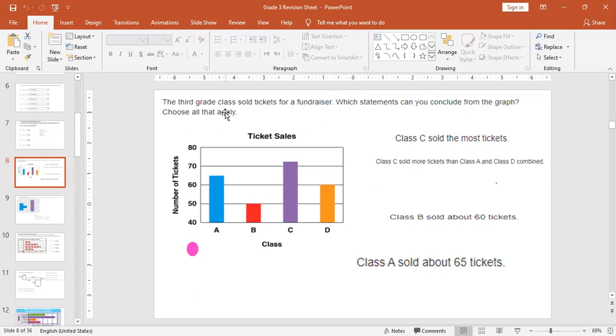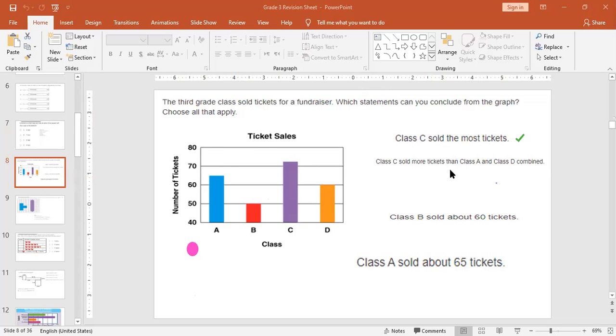The third grade class sold tickets for a fundraiser. Which statements can you conclude from the graph? Let me read and see what's right and what's wrong. Class C sold the most tickets. Yes, I will take this.